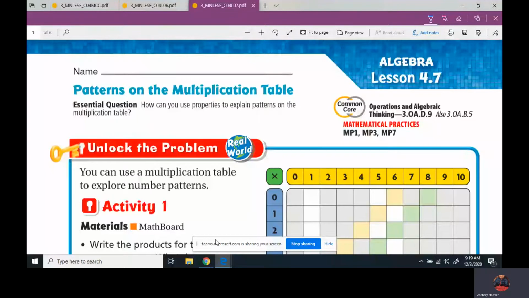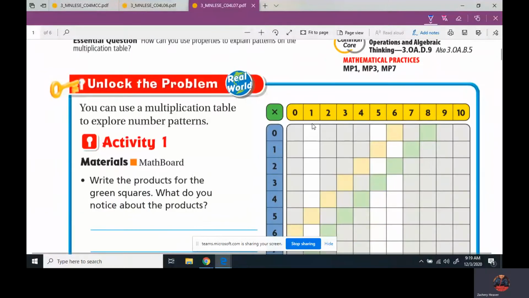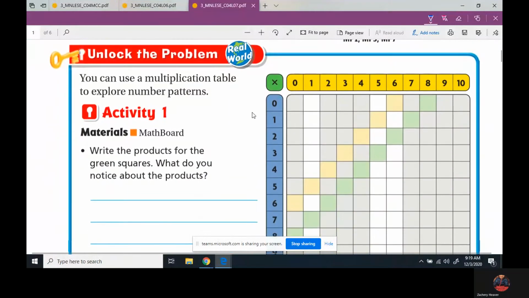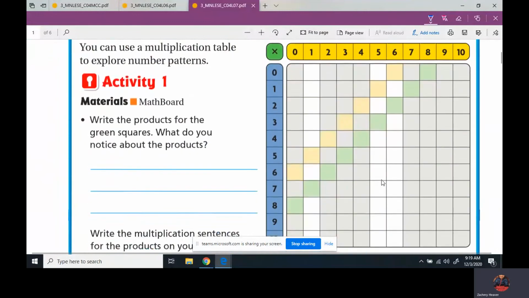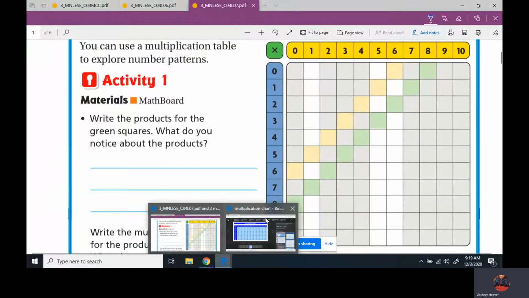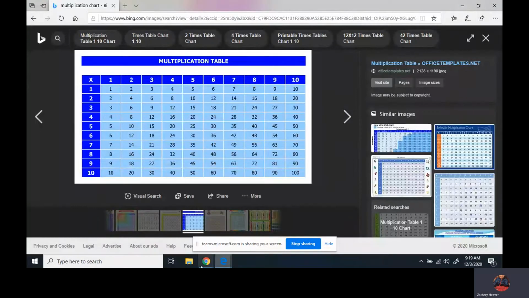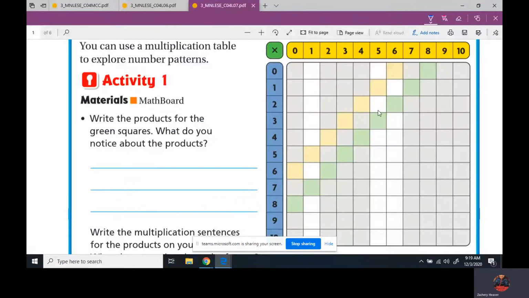Okay, so today we're going to be looking at 4.7, which is patterns on the multiplication table. We have one of these on your desk, but I know you're not at your desk right now, but we have something similar right here. So we have a 0 section in it. What we're going to get good at is filling this in.